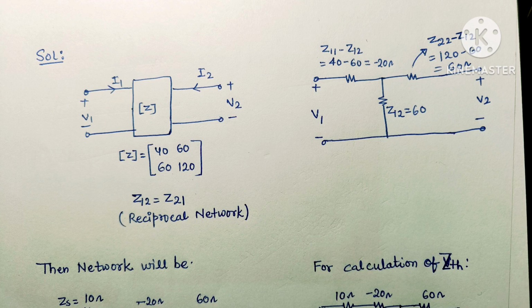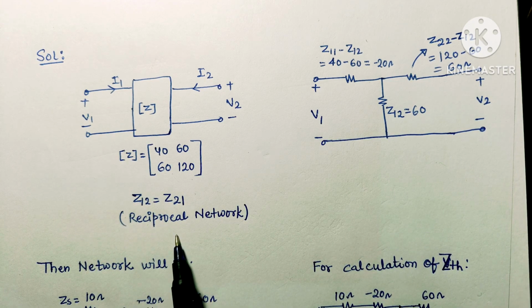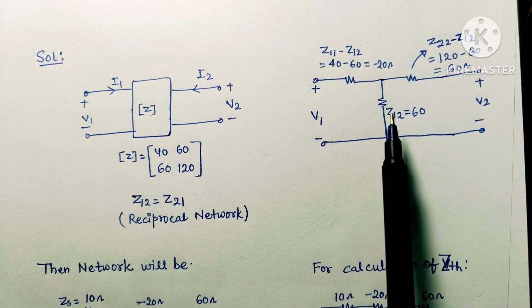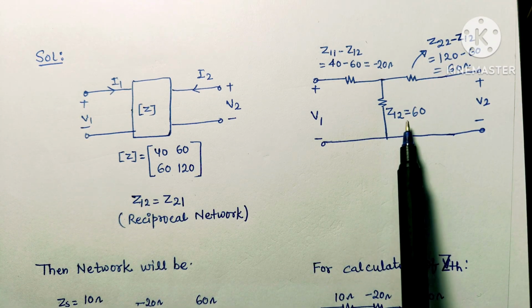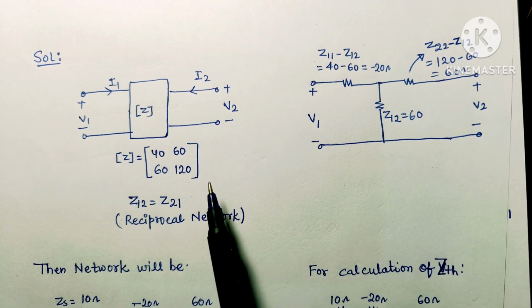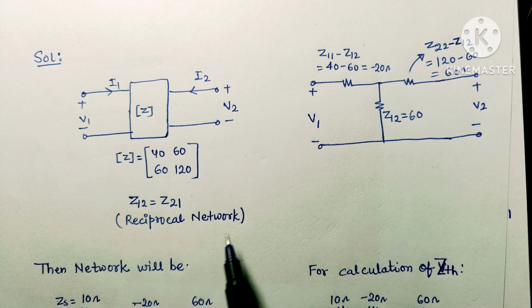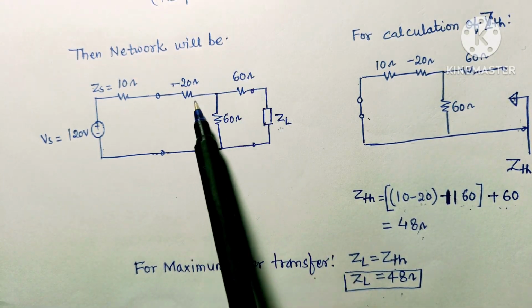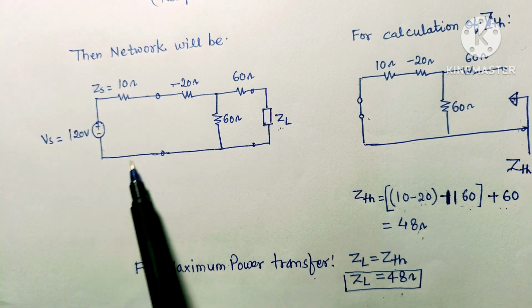As we know, in a two-port network, if the Z parameters are given and Z12 and Z21 are equal, then it is known as a reciprocal network. So this type of network, that is the T type of network, can be formulated from the two-port network parameters if it is a reciprocal network. From the calculation we have found this T-type network, and this is the load connected, and these are the values given in the question.